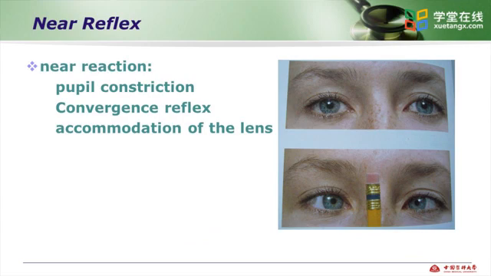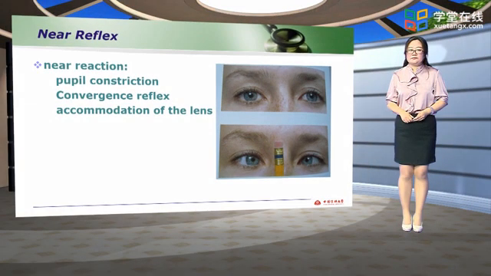Near reflex consists of three parts: pupil constriction, convergence reflex, and accommodation of the lens. The examiner puts a finger 1 meter away from the patient. Tell the patient to look at the tip of the finger.